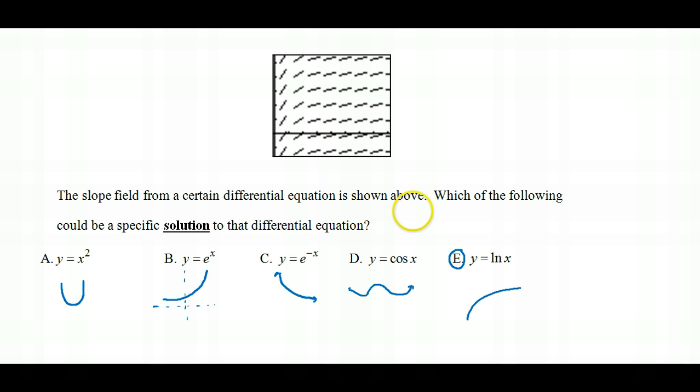But I want to focus on the difference. They did not give us differential equations to match with the slope field. They told us to match it with a possible solution to that differential equation. So 2 different really good problems involving slope fields.